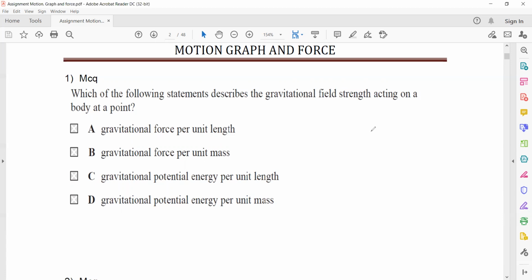So we have the formula: weight is equal to mass times gravity, or weight divided by mass is equal to gravity. So the gravitational force or the weight per unit mass, that is the gravitational field strength, or g. So in that case, B will be the right answer.